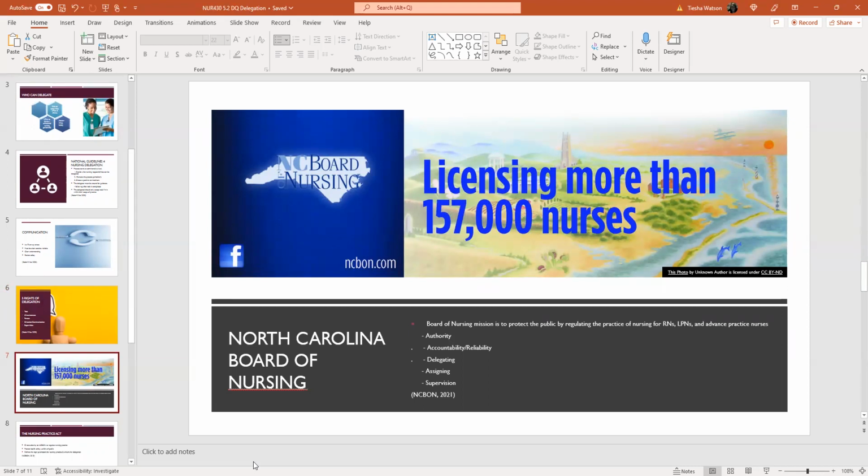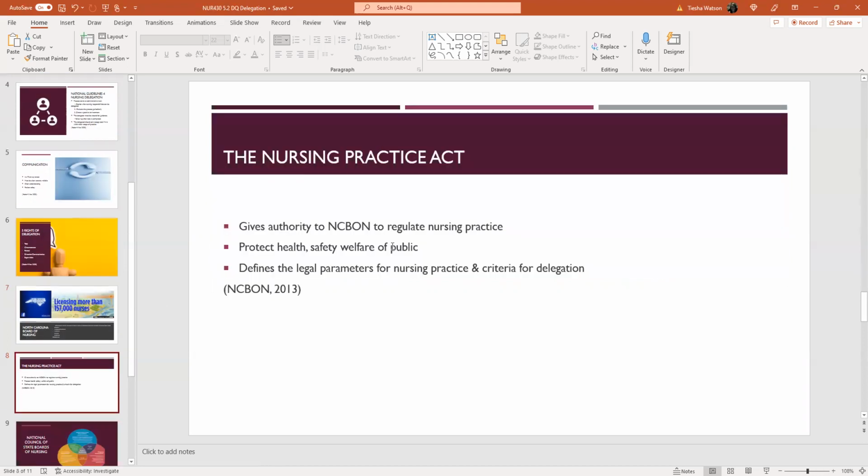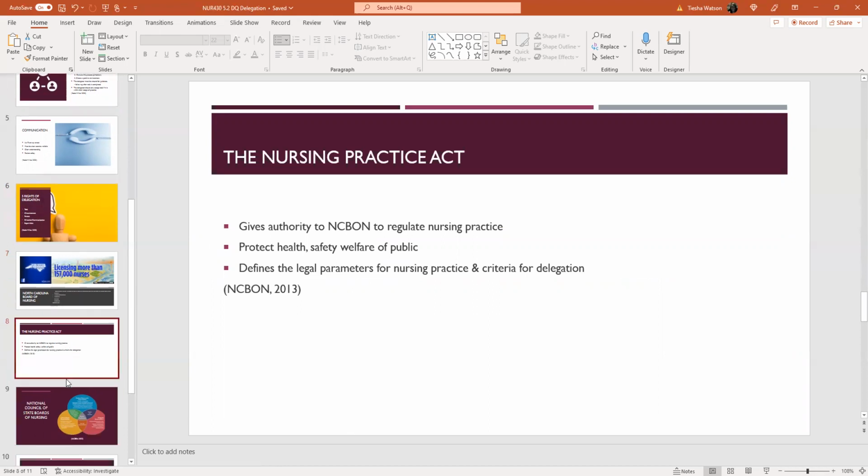The North Carolina Board of Nursing has a mission to protect the public by regulating the practice of nursing for RNs, LPNs, and advanced practice nurses. The Nursing Practice Act is what gives authority to the North Carolina Board of Nursing to regulate nursing practice. This helps protect the welfare and safety of the public. They also define the legal parameters for nursing practice and the criteria for delegation.